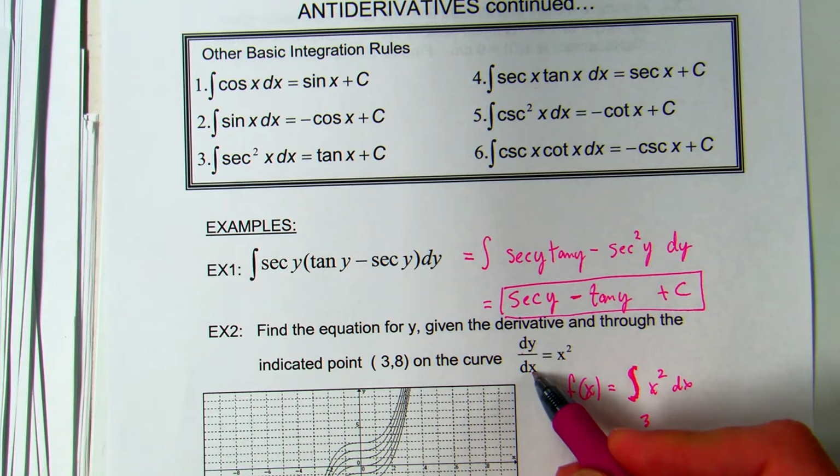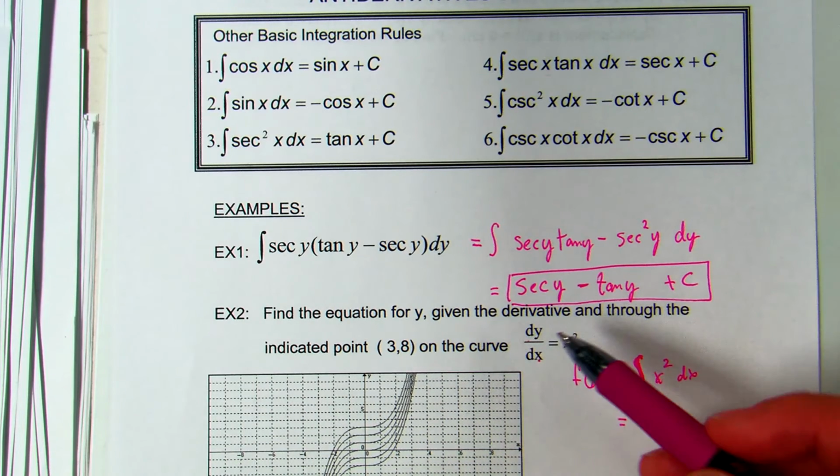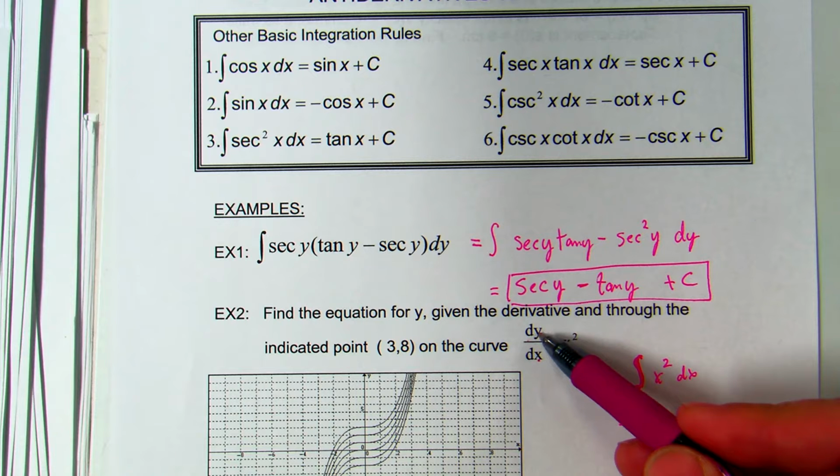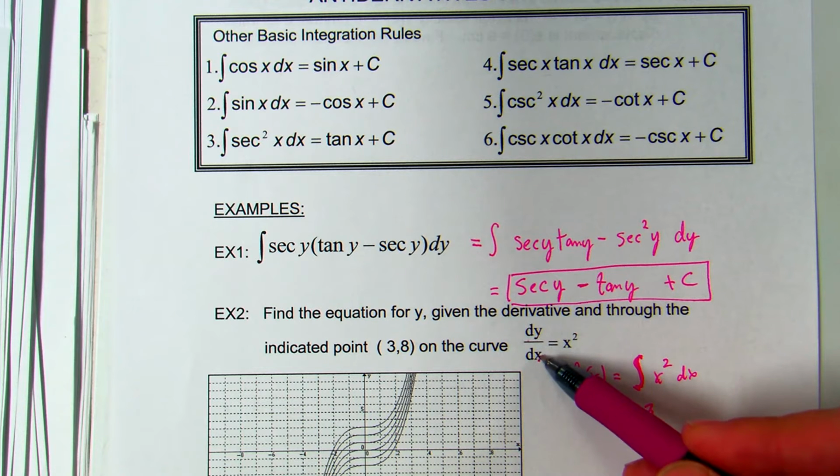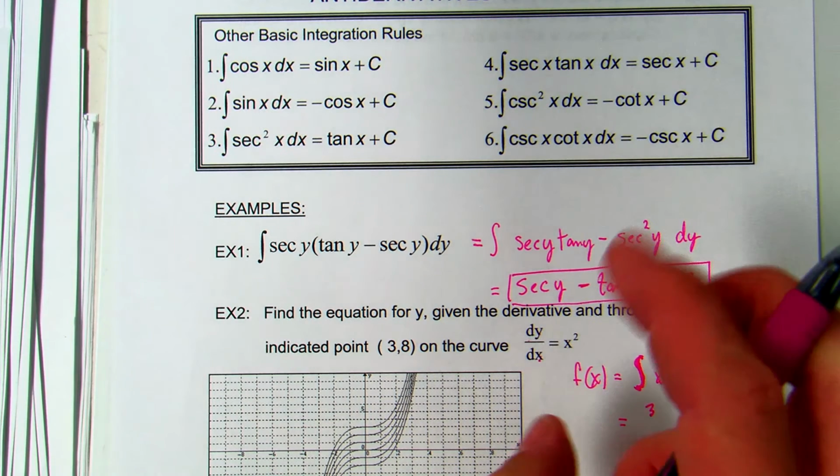The question was asked, are we doing it with respect to y? But we're taking the derivative of y with respect to x. The one on the bottom determines which variable we're taking it with respect to.